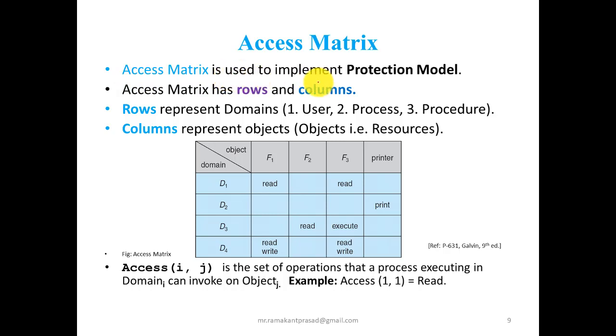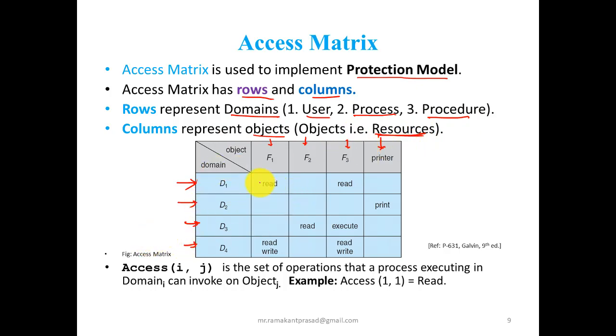Access matrix is used to implement the protection model. The protection model is implemented through the access matrix, and we know that a matrix has rows and columns. Here rows represent the domains and columns represent the objects. Very careful. This is the row, domain D1, D2, D3, D4, and the columns are represented by objects: file 1, file 2, file 3 and printer also. These are the resources and these are the domains. So here there are three types of domain: user, process and procedure, and objects are like resources.